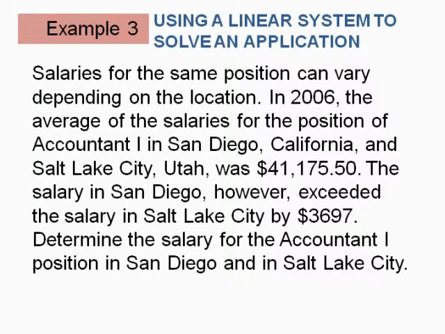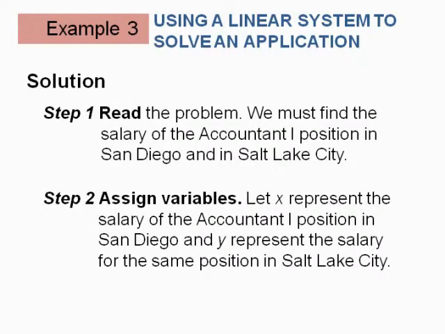All right, third and last example here, and I'm just going to run through the steps. Salaries for the same position can vary depending on the location. In 2006, the average of the salaries for the position of Accountant 1 in San Diego, California, and Salt Lake City, Utah, so this is the average of the two now, is $41,175.50. The salary in San Diego, however, exceeded the salary in Salt Lake City by $3,697, so they want you to determine the salary for the Accountant 1 position in San Diego and in Salt Lake City. So again, step one, read the problem.